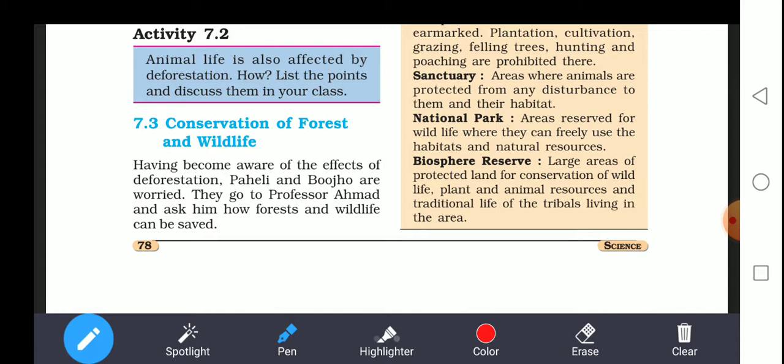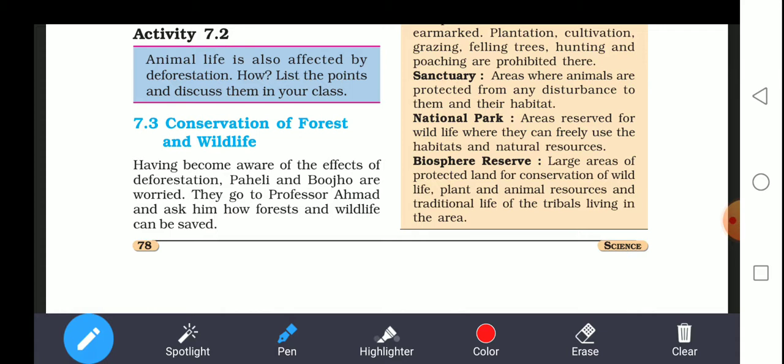Why do we conserve? In order to avoid cutting down the trees, and also to save the life of various animals and plants. Therefore our government has made arrangements to conserve forest and wildlife. We know the effects of deforestation. Already we've discussed 4 to 5 points regarding deforestation. So how can forest and wildlife be saved? This is our question in this chapter.